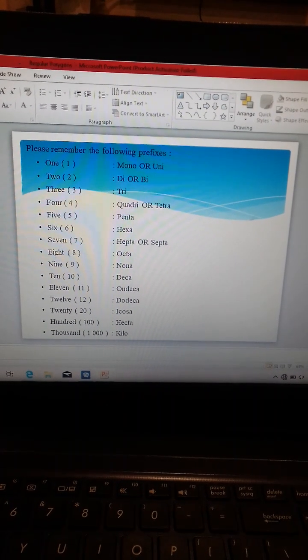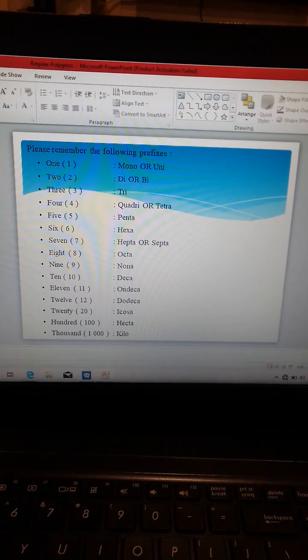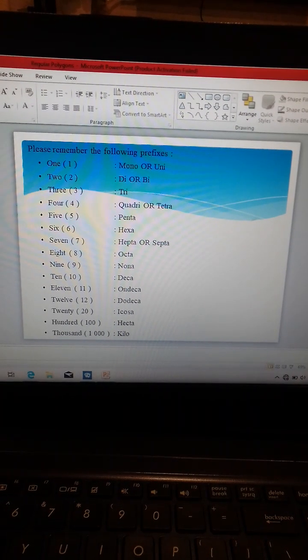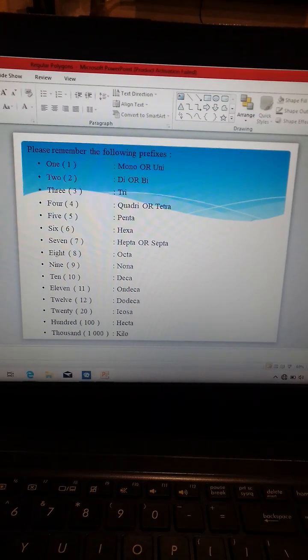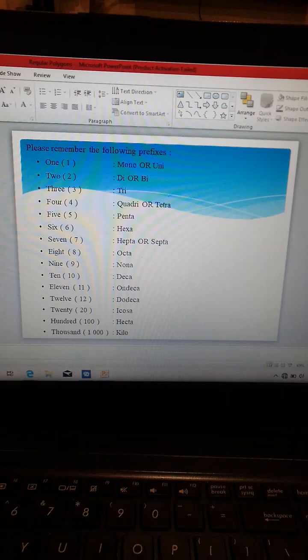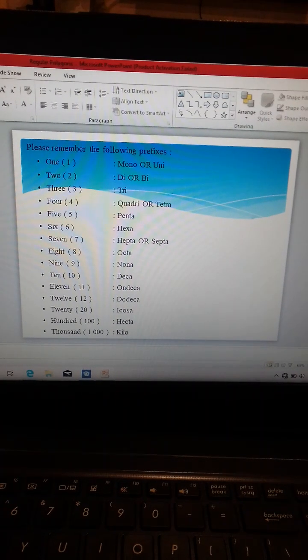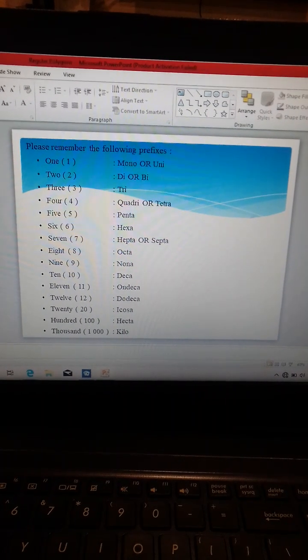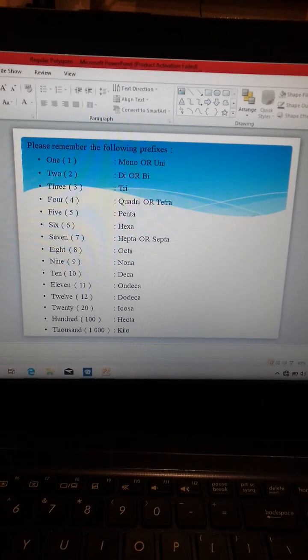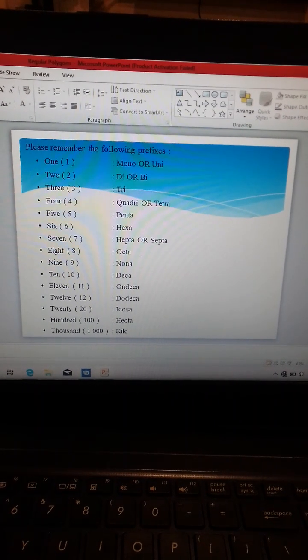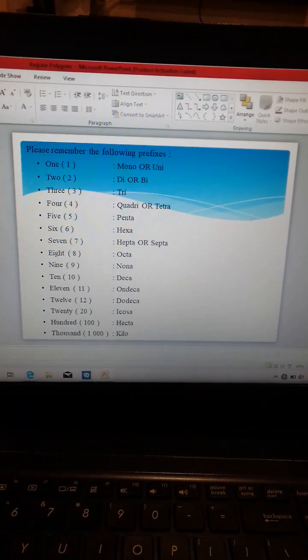For 10, it's deca. 11 is undeca. 12 is dodeca. 20 is icosa. 100 is hecta. 1000 is kilo. Please note that 1 million is mega. 1 billion is giga. 1 trillion is tera. Okay.